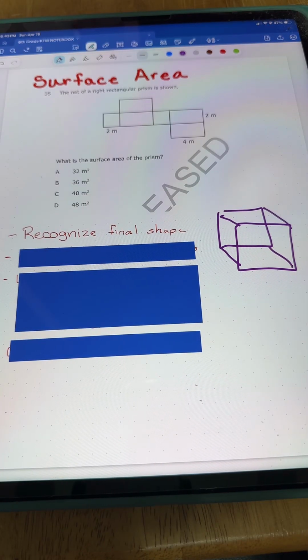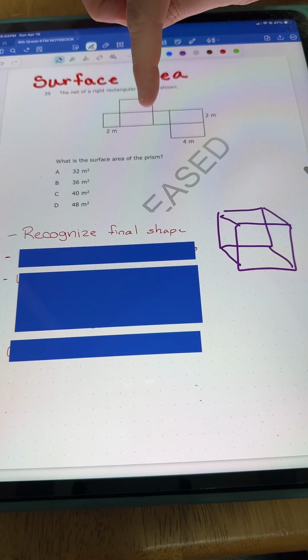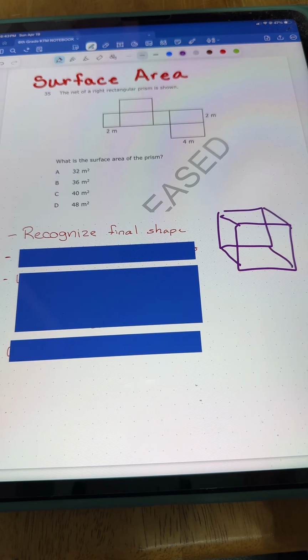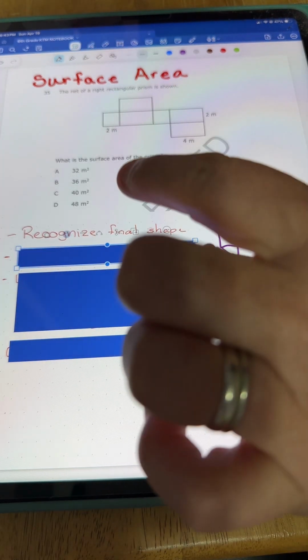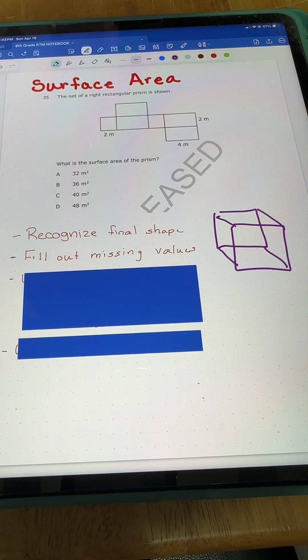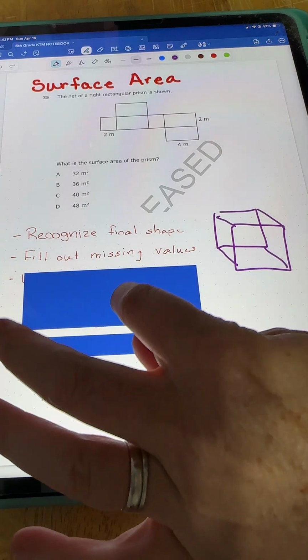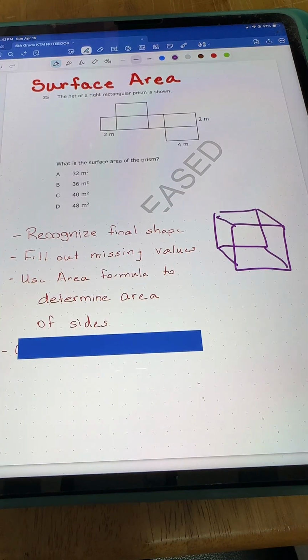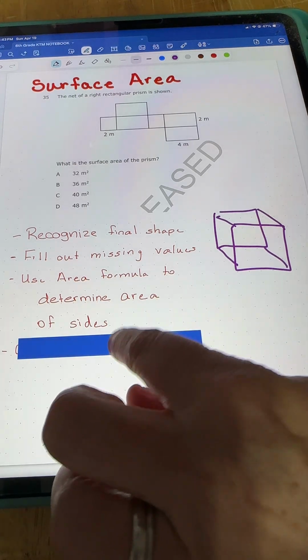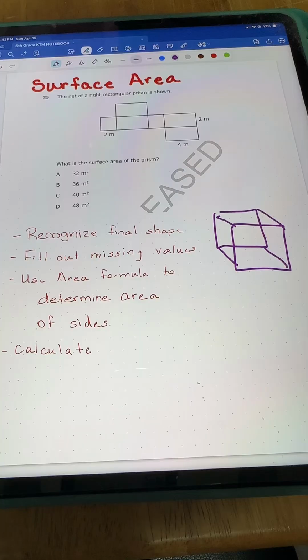Now, for an actual rectangular prism, the front, back, and sides are normally going to be the same size, and then the two ends are going to be the same size. So that's what we have here. Then we fill out any missing values, which we're going to do in just a moment. I'm going to go through this first. Then we use the area formula, length times width, to determine the area of the sides. Then we put them all together and calculate.